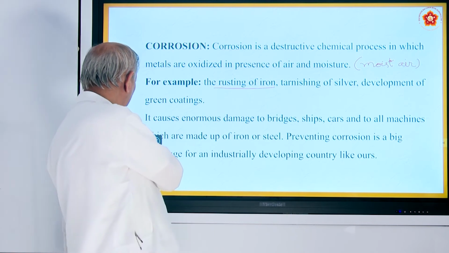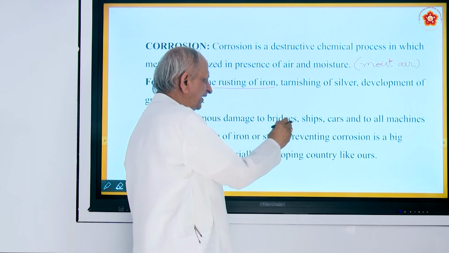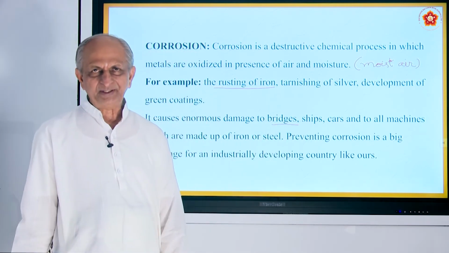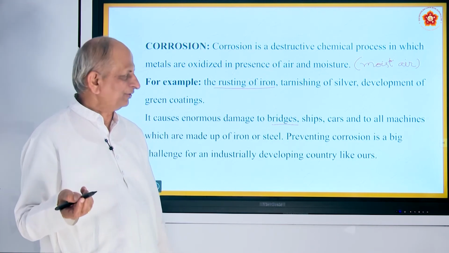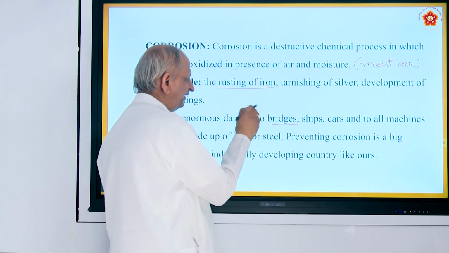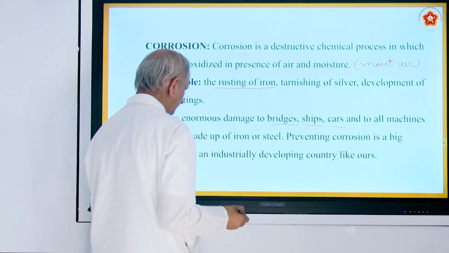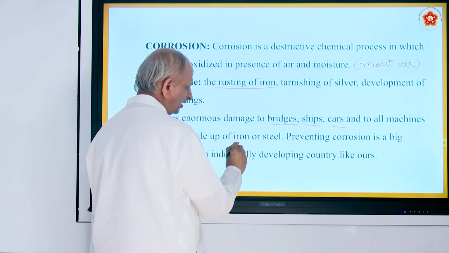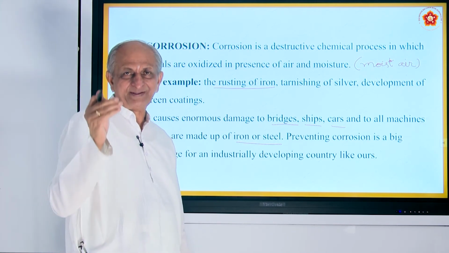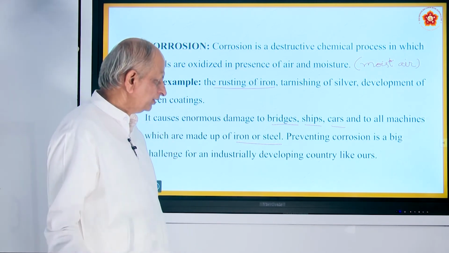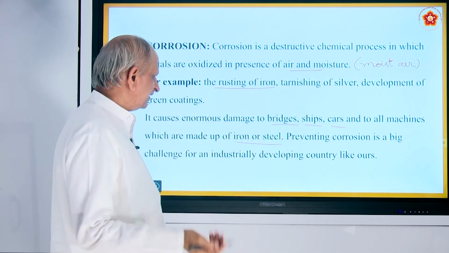And what is the solution for this? It causes enormous damage to bridges, because in bridges there will be steel, which is nothing but a product of iron. So if it gets rusted, it will be dangerous. In ships also, in cars also, and all the machines which are made up of iron or steel, because they contain major percentages of iron. So iron, in the presence of air and moisture, gets rusted.